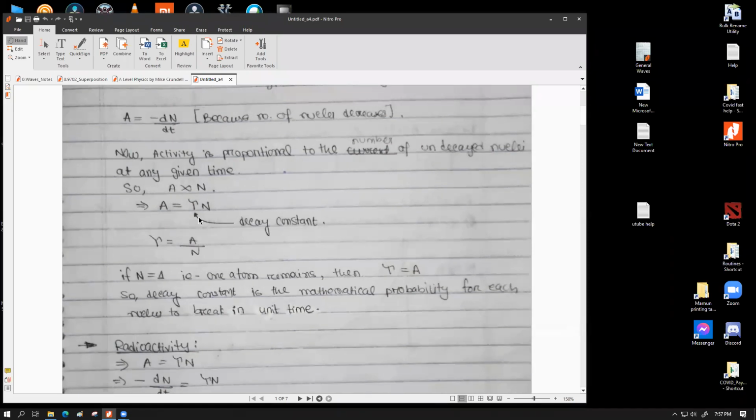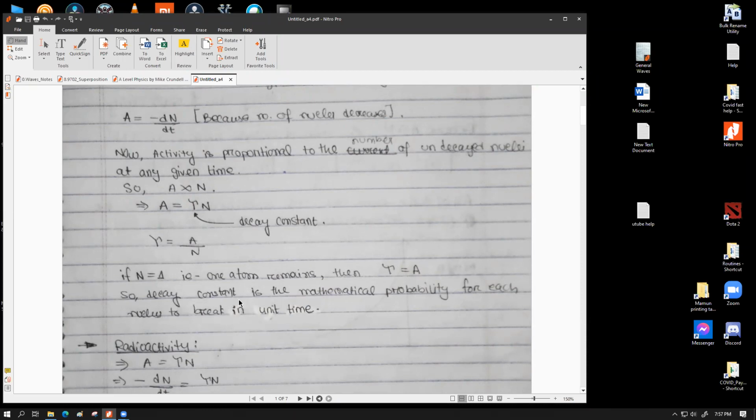Then if you subject the equation, from this equation we get lambda equals a divided by N. So this is the subjected form. And from this equation, we define the lambda. If N equals 1, that is, if one atom remains, then lambda equals A. So from this, we define that the decay constant is the mathematical probability for each nucleus to break in unit time. So this is the definition for decay constant.